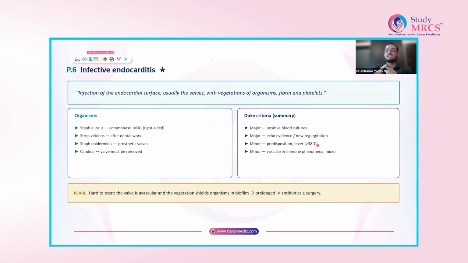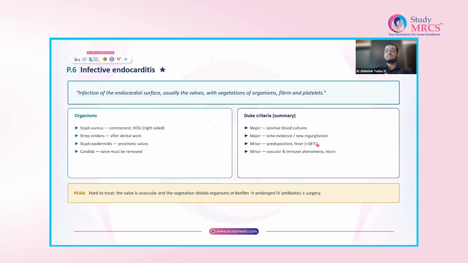The blood culture should be positive on two separate occasions, and the two separate occasions should yield the same organisms, which are highly responsible for the development of infective endocarditis. That's one of the major criteria. The second is clinical evidence of valve involvement, like echo findings which show the presence of vegetations and the development of new regurgitation or valvular coaptation or valvular collapse. So these are the two major criteria.